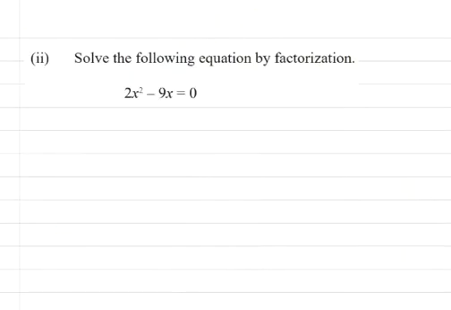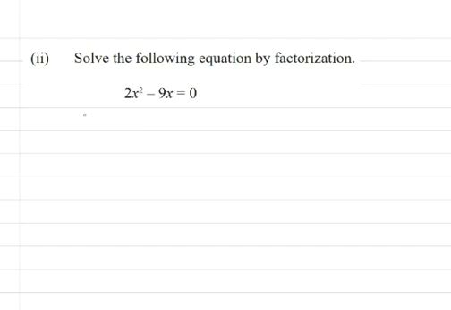All right, so this is January 2019, question 2a. We're asked to solve the following equation by factorization. This is a simple quadratic equation, and we're going to solve it by the method of factorization. The first step when you're asked to factorize is to see if there's a common factor. By looking at this, I can see clearly that yes, I have common factors.